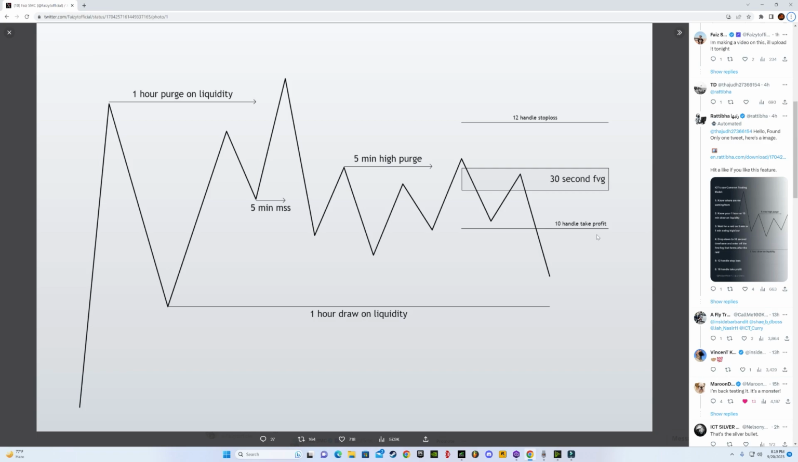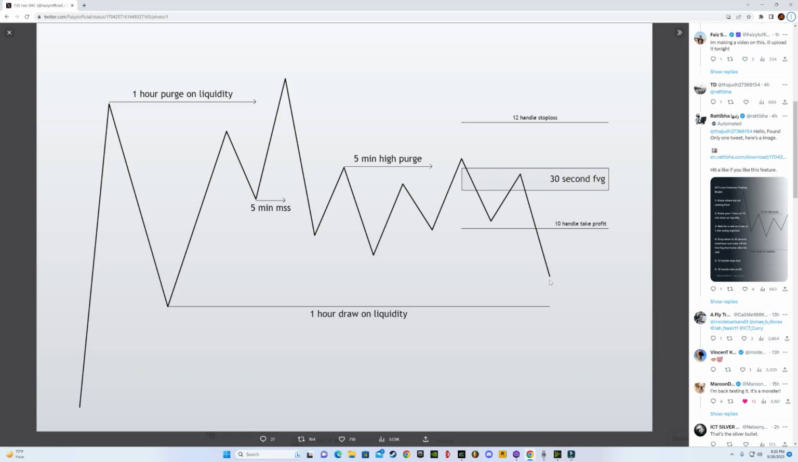However, after backtesting for a lot of days and tweaking the strategy, what I've found is that you can go for 10 handle stop loss and 10 handle take profit level. That would give you 1-to-1 risk to reward ratio. That is a perfect way to go. All right. So guys, very simple.